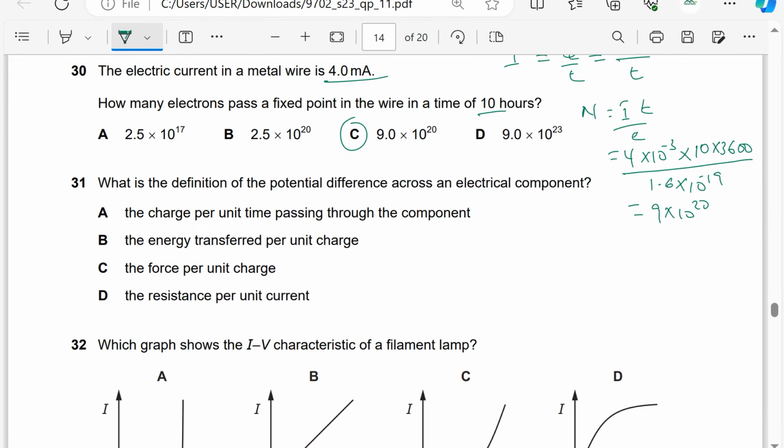What is the definition of the potential difference across an electric component? Of course, we know that potential difference is energy per unit charge. The energy converted from electrical to thermal per unit charge. So it is energy transferred per unit charge. So the answer is B.